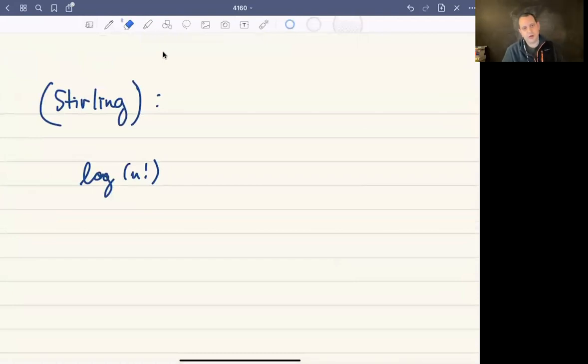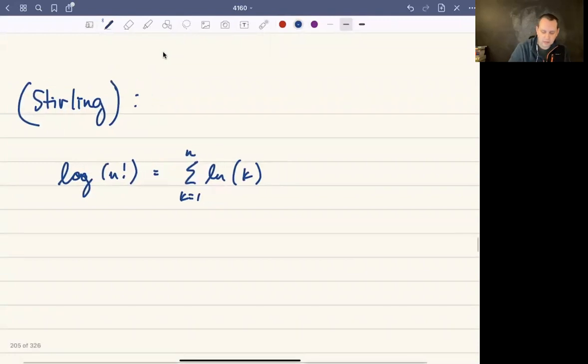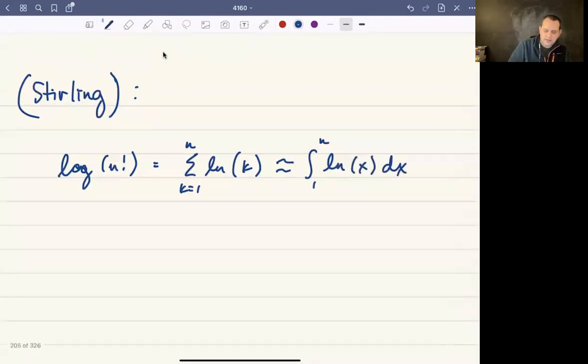N factorial is a product. When we take logs of products, it is the sum of the logs. So this is going to be the sum of the natural log of k as k goes from 1 to n. And this sum can be approximated by an integral, by the integral of the natural log of x dx. And here, what I mean is that they're approximately equal, and I'm not being precise here.